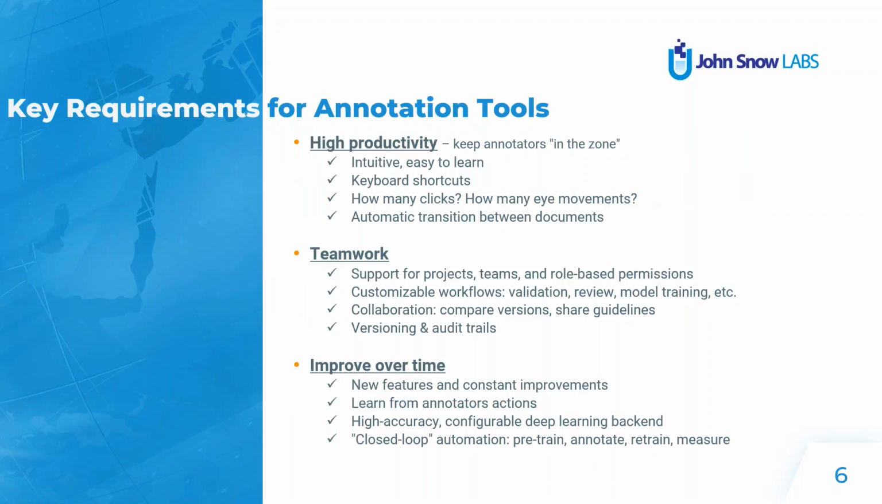So there are, as I said before, many annotation tools on the market, and here are some elements to consider when selecting the tool for your team. Those are the three main pillars to consider. First of all is high productivity. The tool you choose should keep annotators in the zone, should be very intuitive and easy to learn. It should offer ways to speed up the annotation process, such as keyboard shortcuts, a minimized number of clicks, and a minimized number of eye movements required while your team is working on generating the annotations.